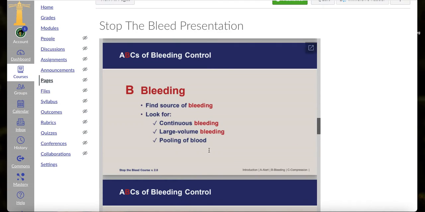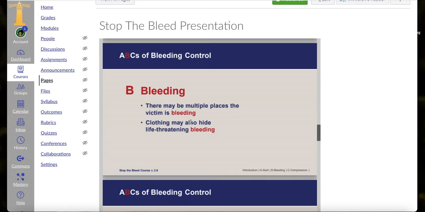First thing you got to do is find the source of the bleeding. Look for continuous bleeding, large volume of bleeding, and then pooling of blood. And then just know that the clothing may be hiding the bleeding, so you are going to have to cut that off. Obviously, if you have scissors, that's probably going to be the easiest thing to use, but use what you have at your disposal.